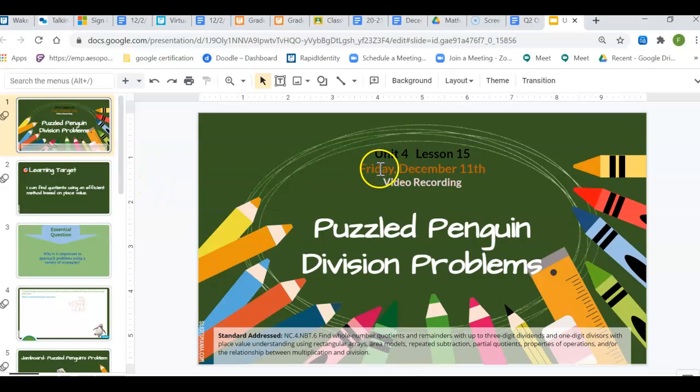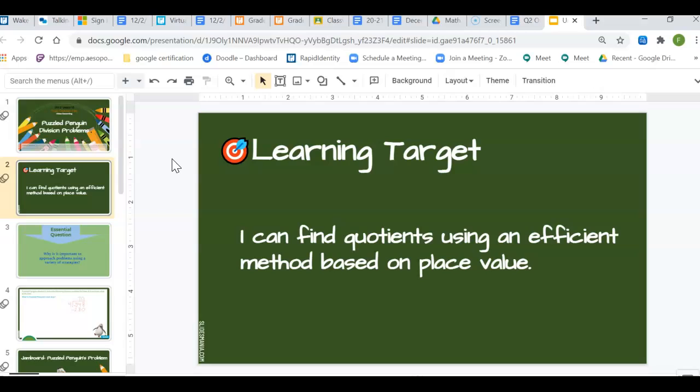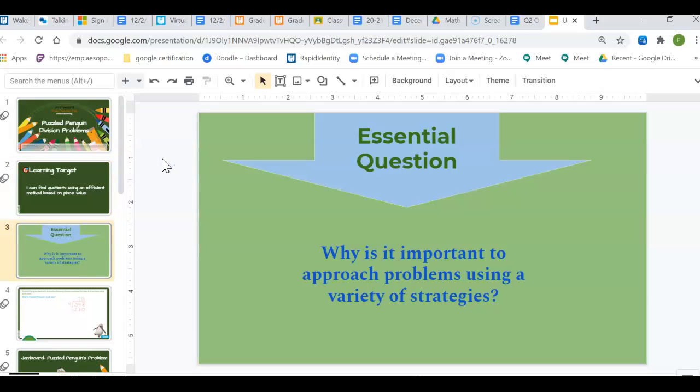Today is Friday, December 11th, students, and we are studying lesson 15, puzzled penguin division problem. So we're just continuing our work with division problems. Our learning target for today: I can find quotients using an efficient method based on place value. Our essential question: why is it important to approach problems using a variety of strategies? We're just continuing to build upon our answers to this question, which remains the same for our whole unit.